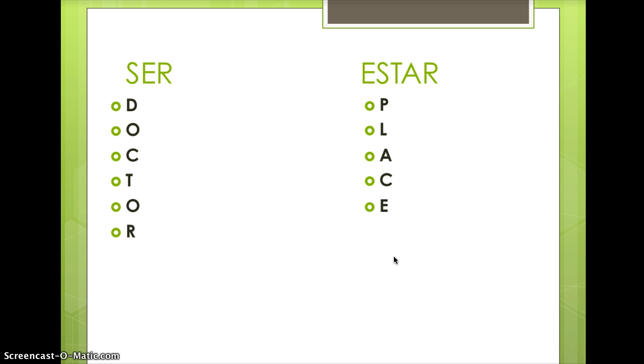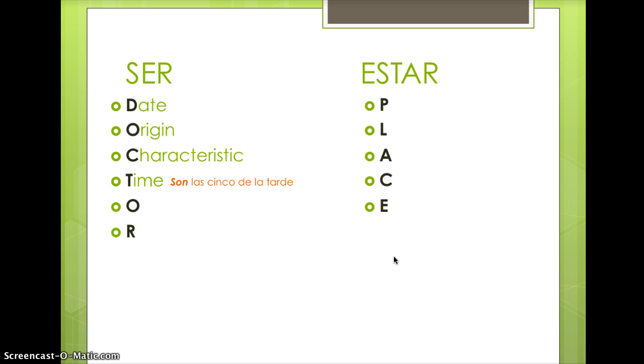So the D in doctor stands for date. Hoy es el 13 de octubre. If I'm trying to tell you the date, then the verb I'm going to use is ser. O is for origin. Yo soy de Colombia. C is for characteristic. And by the way, the previous one meant I'm from Colombia. Characteristic: tú eres inteligente, you're smart. I'm talking about you, I'm describing you.